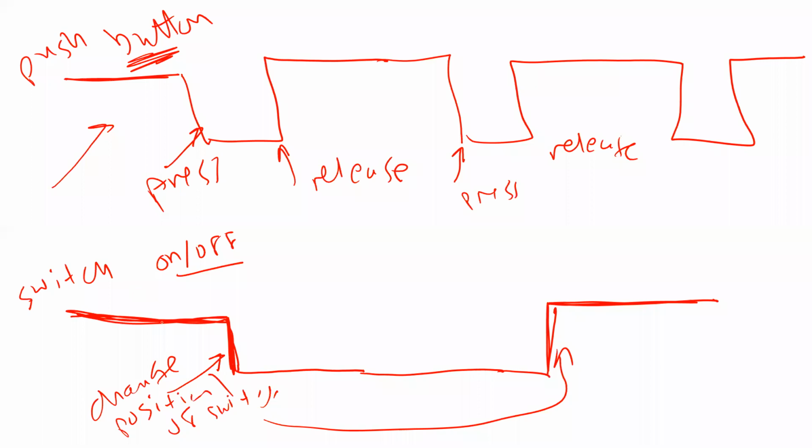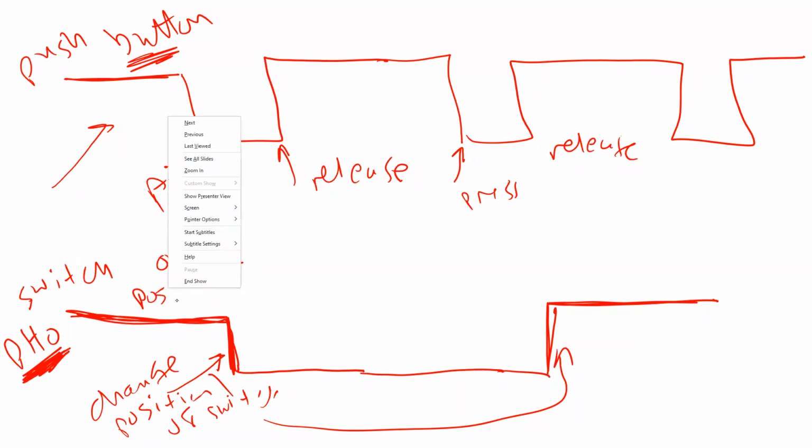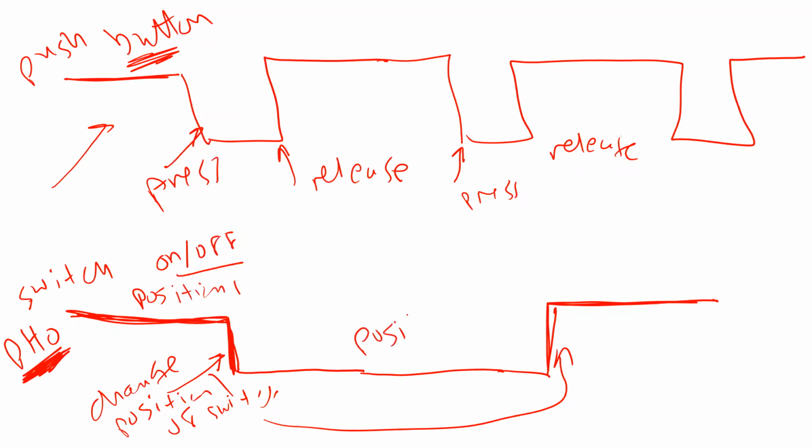Now you can see, guys, the switch has two positions. So if I read PH0, I can know if the switch is in position 1 or in position 2. I'm going to consider one position is on, one position is off, and that's it. So if I need to know if the system should be on or off, all I have to do is ask PH0. If it gives me 5 volt, that means the switch is in one position.